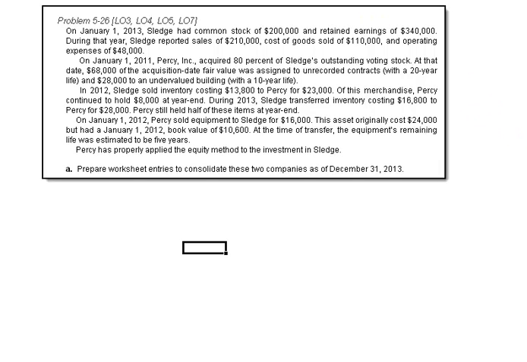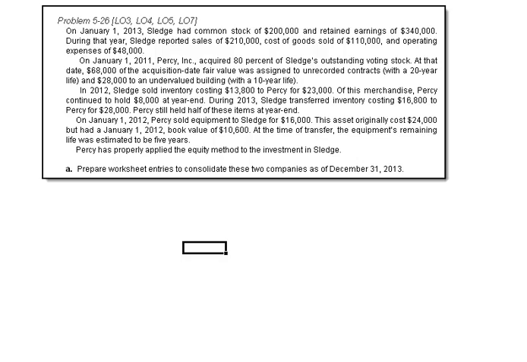Alright, let's take a look at problem 5-26. On January 1st, 2013, Sledge had common stock of $200,000 and retained earnings of $340,000. I'm just reading the problem here. During that year, Sledge reported sales of $210,000 and cost of goods sold of $110,000 and operating expenses of $48,000.